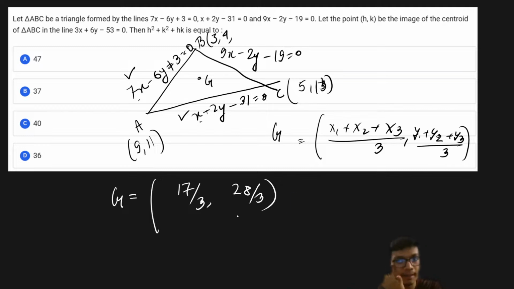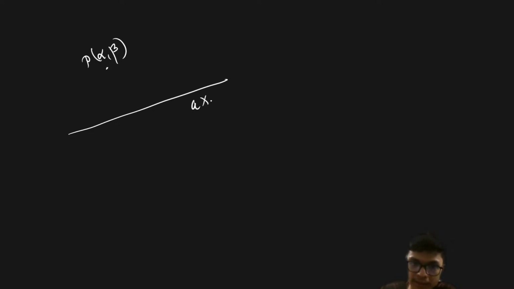Now you have to find the image of the centroid of the triangle ABC in this particular line. For the image, let us try to recall the concept. Say we have a point alpha comma beta, and the equation of the line is given as ax plus by plus c equals 0. There are multiple ways to solve for the image of a point about a straight line. Let us call the image point alpha dash and beta dash.